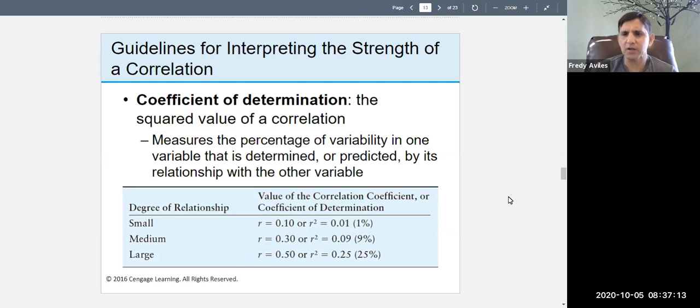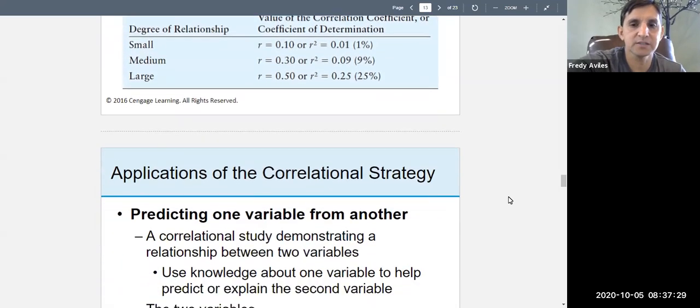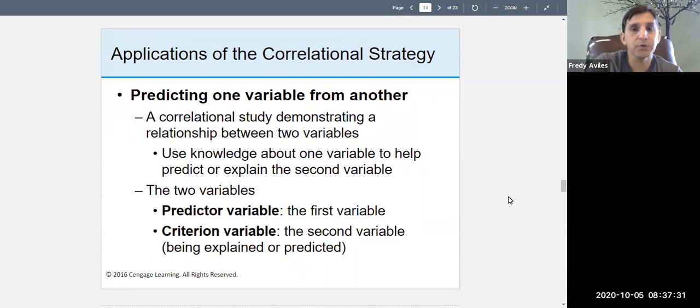That might sound a little bit strange because you're not used to hearing about this, but it's really easy. Square the correlation, and then that tells you the percentage, your chance, your probability, the chances that you can predict one variable if you know the other. That's what that means.